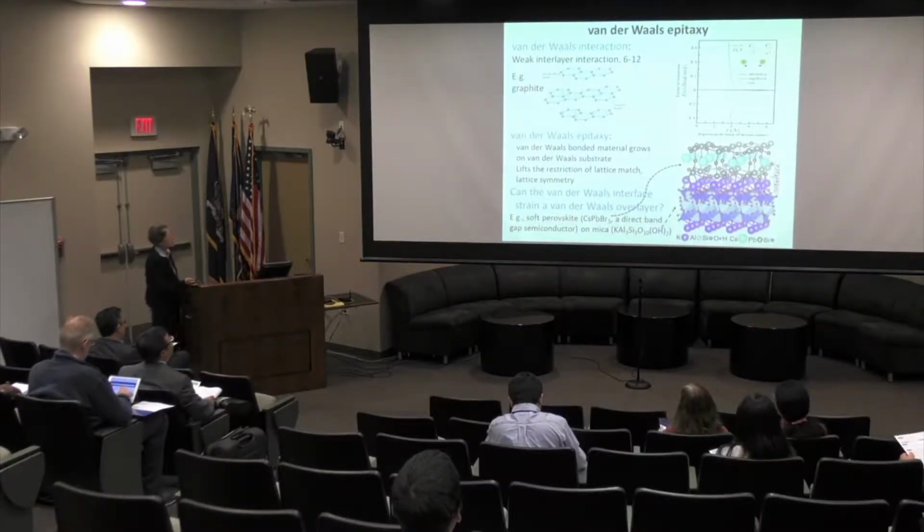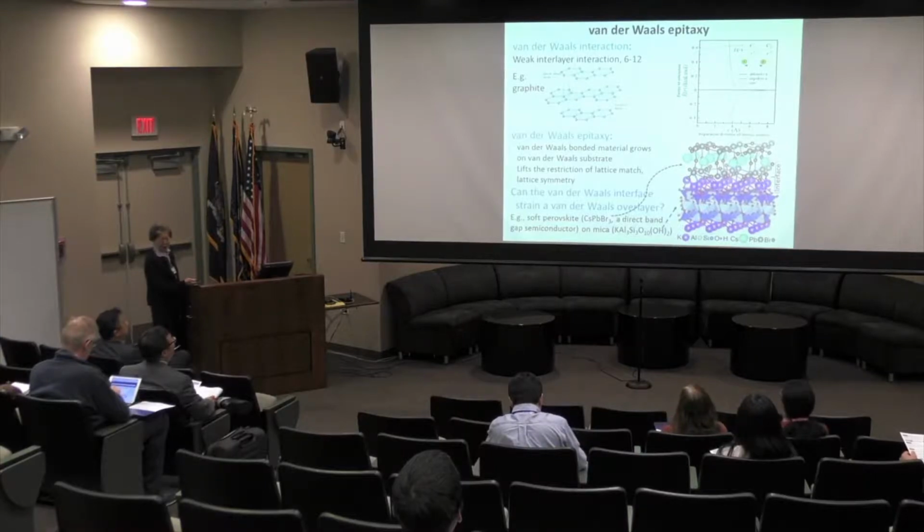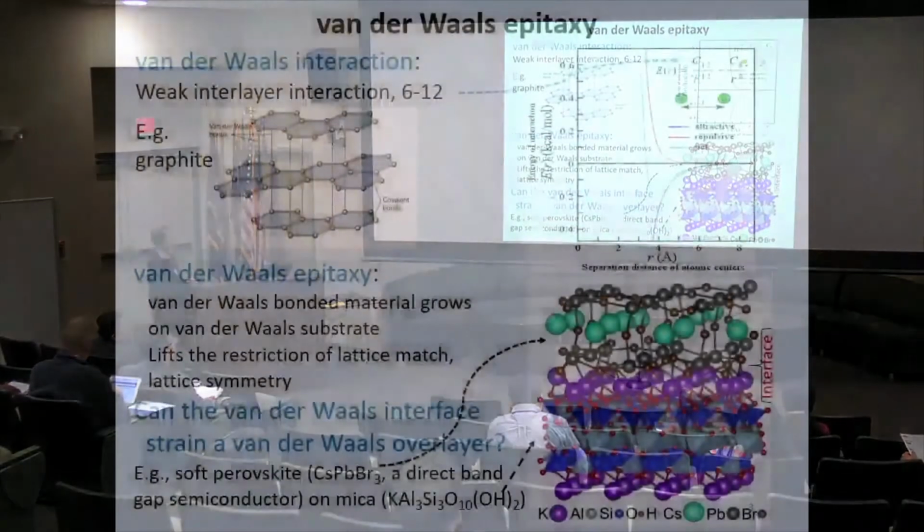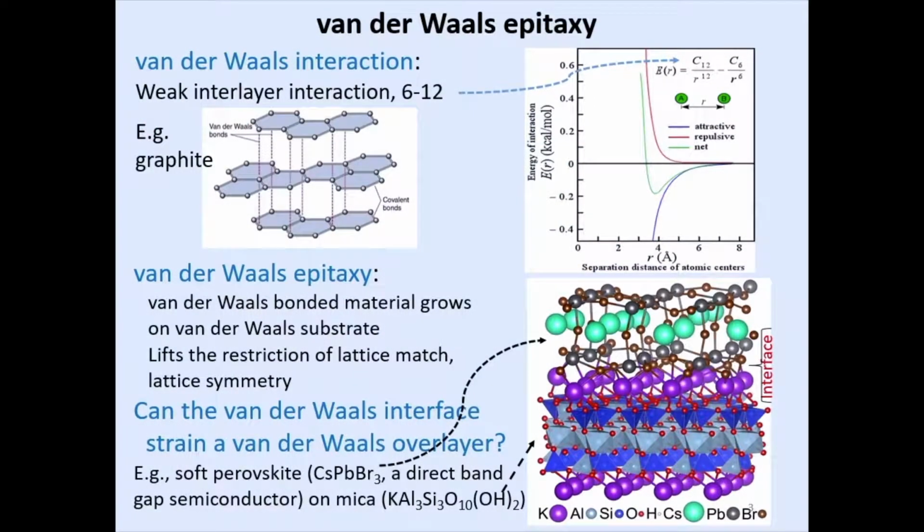So the first example is an introduction about van der Waals epitaxy. Say, for example, you have graphite, which is a layered material. Between the layers of graphene, you have very weak van der Waals interaction. It consists of two parts. One is the repulsive part, which is 1/R^12. The other one is attractive, 1/R^6. So this repulsive and attractive force add together to give you the van der Waals force.